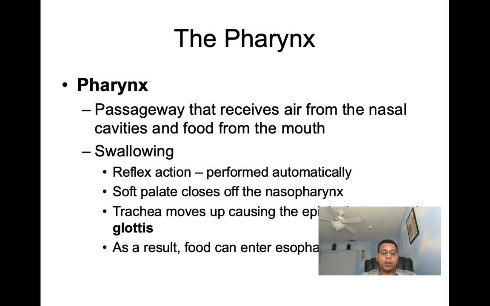I'd like you to know also, when we swallow, we do not breathe. If we do happen to talk or breathe while we are swallowing, food will go into the wrong pathway. It can enter either the nasal cavities or into the trachea. If it enters into the trachea, as we talked about before, this is going to trigger the coughing reflex. And then the coughing reflex is going to help to remove the irritant from that respiratory passageway.